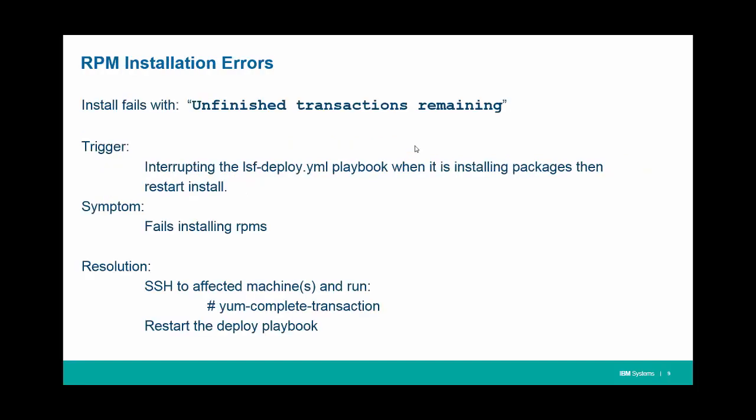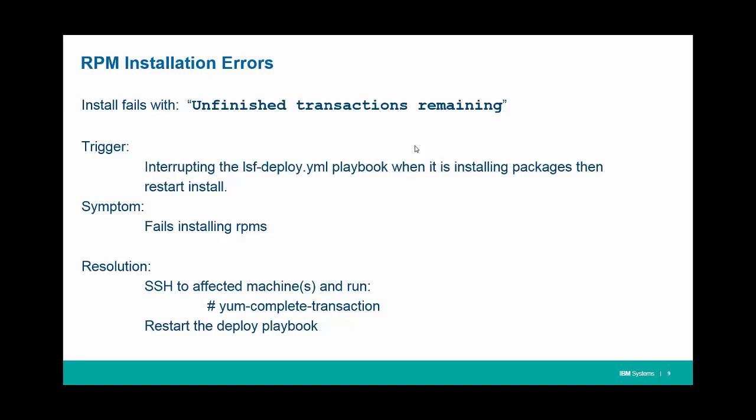Okay, next one. So this is an interesting error. You may see this one. Well, you'll see an error that says unfinished transactions remaining. Sounds kind of strange. Say you're running the deploy playbook and for some reason you interrupted it, right? So it was partially through the process of installing an RPM and it stopped. So what this means is the RPM installation transaction isn't complete, right? So you have to go and clean it up.